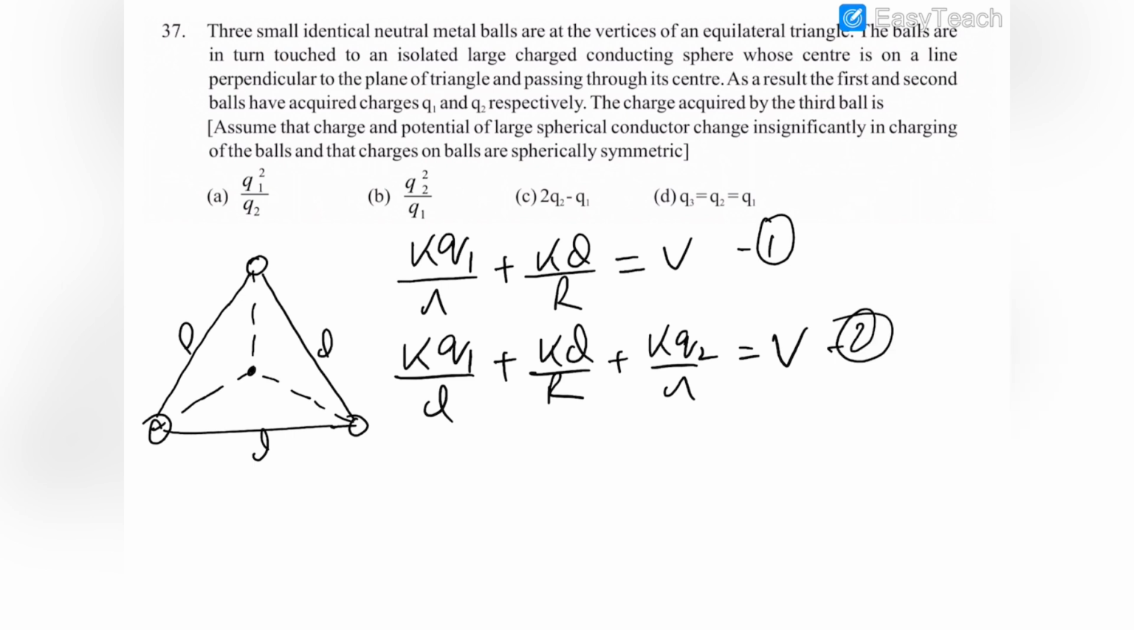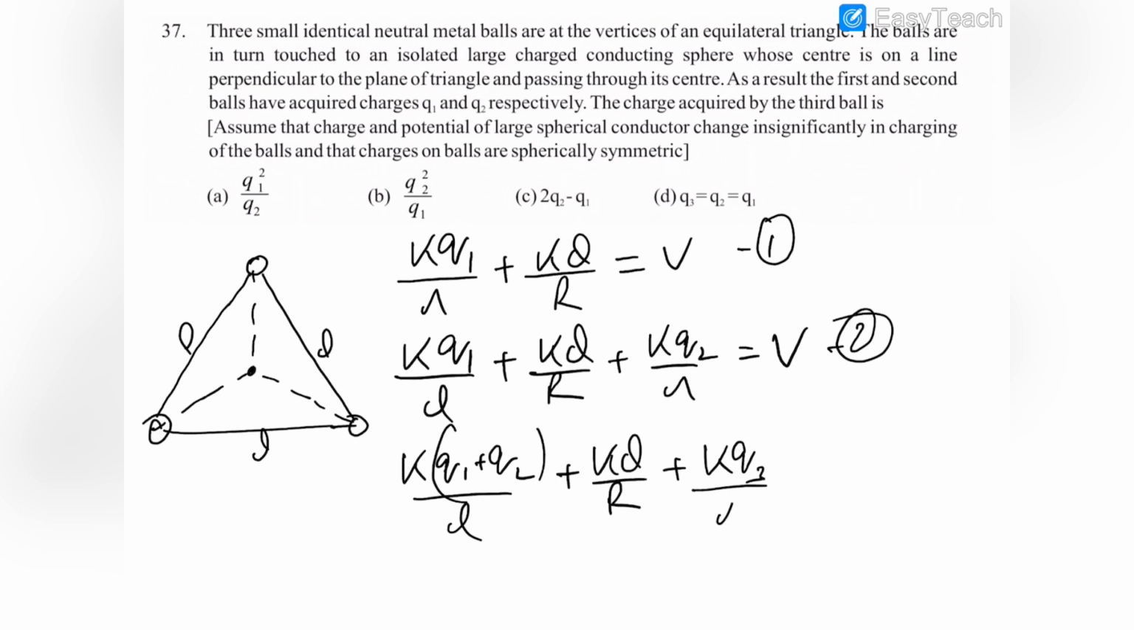Equation 3 will be k(Q1 plus Q2) by L, the potential created by Q1 and Q2 on Q3, as well as kQ by R, the potential on that sphere due to the bigger sphere, plus the potential on that sphere due to its self charge, which is kQ3 by r.